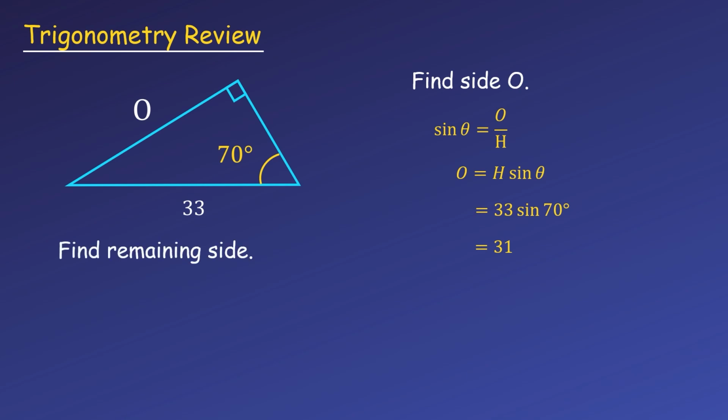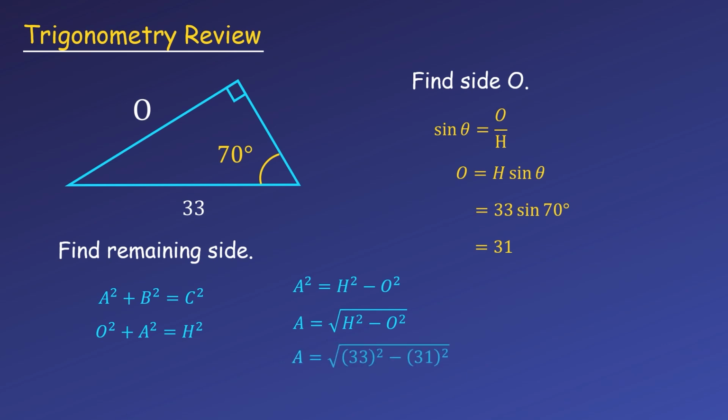We could use a trig function, but since these are right triangles, we could also use the Pythagorean theorem, a squared plus b squared equals c squared. In terms of our sides, this can be written as the opposite squared plus adjacent squared equal to the hypotenuse squared. Solving for the remaining adjacent side, we take the square root of the hypotenuse squared minus the opposite side squared. Be sure to perform the square, square root, and subtraction in the correct order, and doing this gives the adjacent side of 11.3.